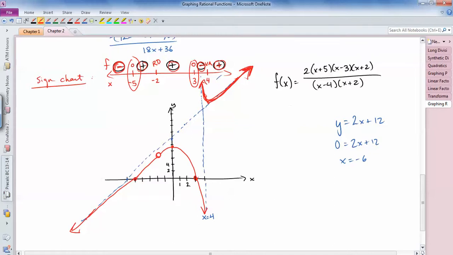So the red part is the actual graph, and it meets all the criteria that we figured out. Okay, kind of a long problem, but I hope that made sense. All right.